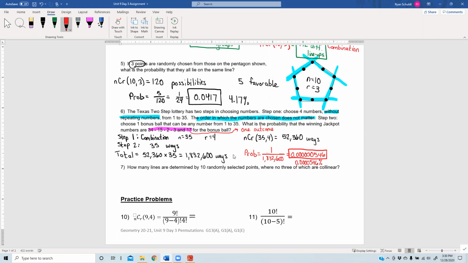Yeah. Again, slim chance of you winning the lotto. I mean, it's got to be a slim chance. If you think about it, they're not going to just give away money. If that's the case, it wouldn't be called the Texas two-step lottery. It'd be the Texas two-step giveaway.